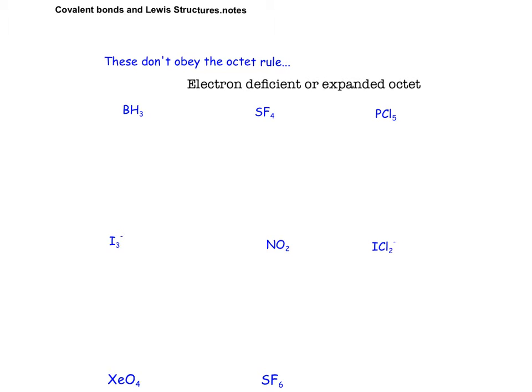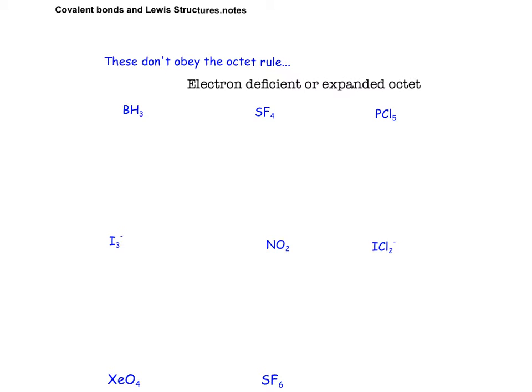Some things to keep in mind. First of all, once people learn about expanded octets, they want to start using them everywhere. Don't start making a bunch of double bonds. If you need to make an expanded octet, that's usually connecting bonds or lone pair electrons. Don't start adding double bonds all over the place. The second thing to know is that we only use expanded octets if we need them. Sometimes we don't have a choice.